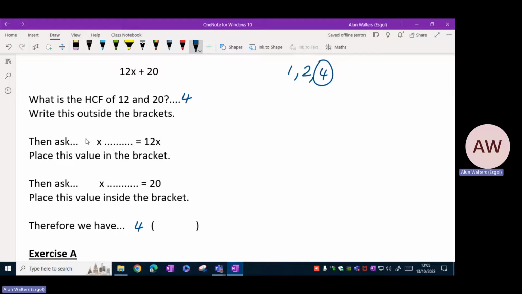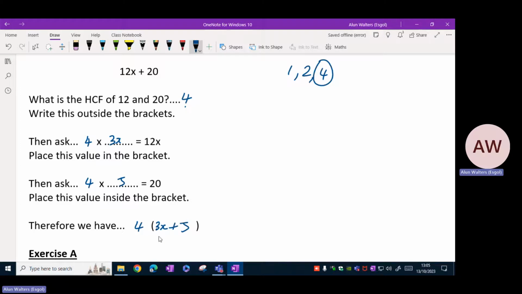Then we ask ourselves, and some people do this by division, but you take your preference. What would you multiply 4 by to give you 12x? I would multiply 4 by 3x. So 3x is the first term inside the bracket. And then for the second term, we would say, what would we multiply 4 by to give you 20? And you multiply it by 5. So what you do here is write plus 5. Sometimes it will be a negative 5.